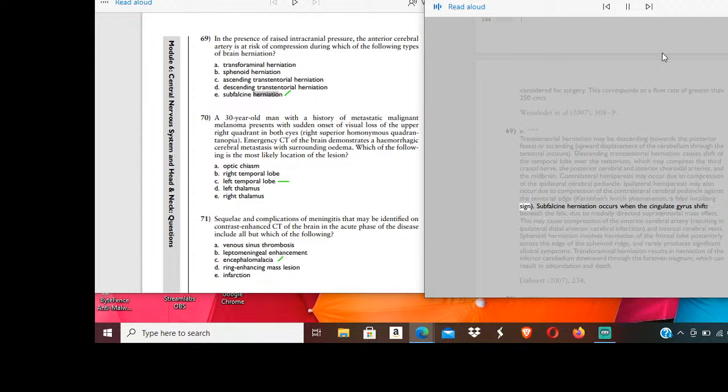a false localizing sign. Subfalcine herniation occurs when the cingulate gyrus shifts beneath the falx, due to medially directed supratentorial mass effect. This may cause compression of the anterior cerebral artery, resulting in ipsilateral distal anterior cerebral infarction, and internal cerebral veins. Sphenoid herniation involves herniation of the frontal lobe posteriorly across the edge of the sphenoid ridge, and rarely produces significant clinical symptoms. Transforaminal herniation results in herniation of the inferior cerebellum downward through the foramen magnum, which can result in obtundation and death.